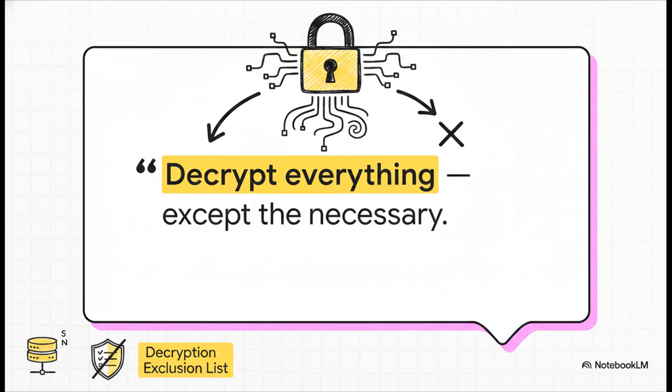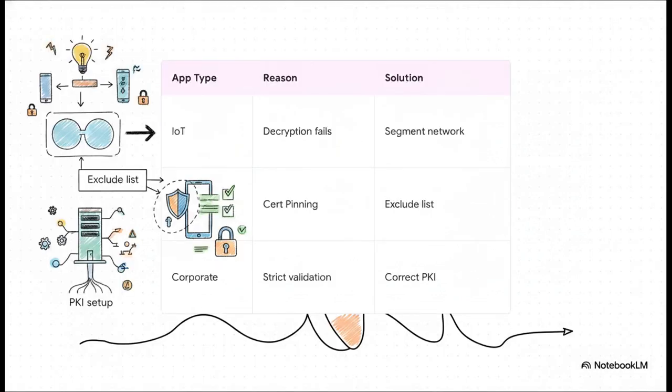This is where tools like server name indication, or SNI, which identifies traffic before decryption, and decryption exclusion lists become absolutely essential. You have to use them to bypass traffic that will simply break if you try to inspect it. Speaking of things breaking, don't panic. We've all had those frantic help desk tickets, right? It is completely normal for certain applications to fail when inspected. Here's a little cheat sheet on exactly why.